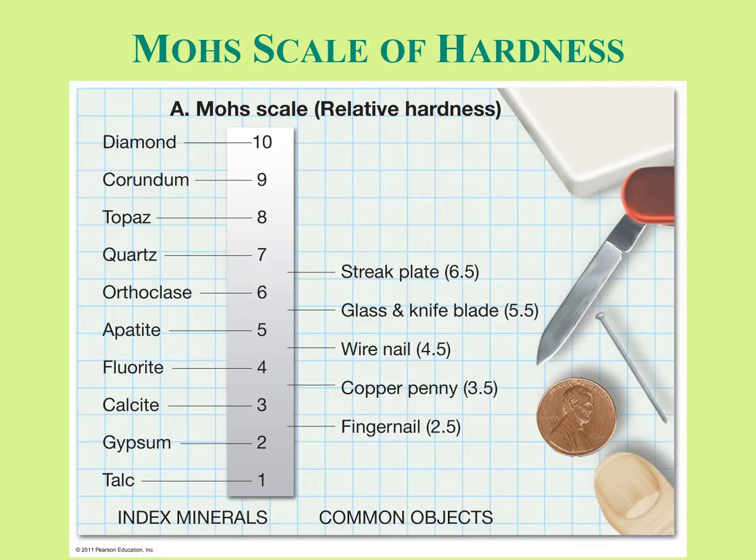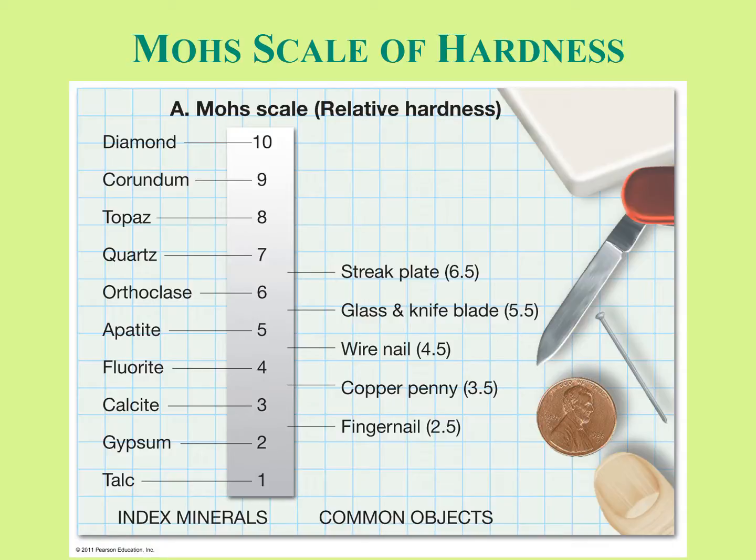And we find that we're not able to scratch a copper penny with our fingernail, but we would be able to scratch a copper penny with a wire nail. Similarly, we'd be able to tell whether a mineral falls between a hardness of 3.5 and 4.5 using a wire nail and a copper penny. So we look to see what can scratch what, and the well-known understanding that a diamond can scratch glass is true.